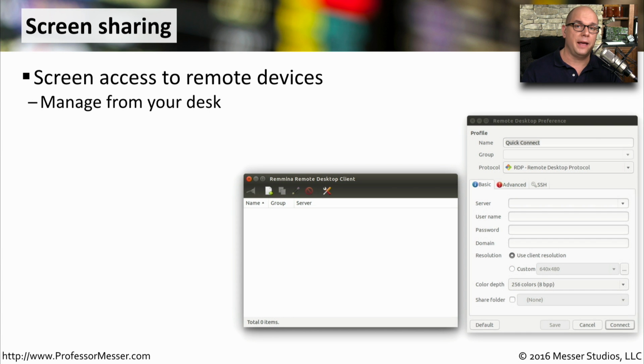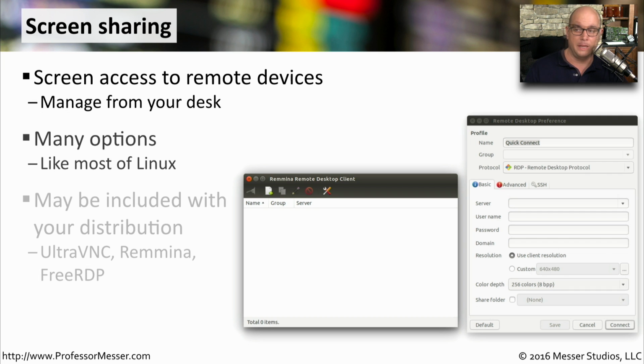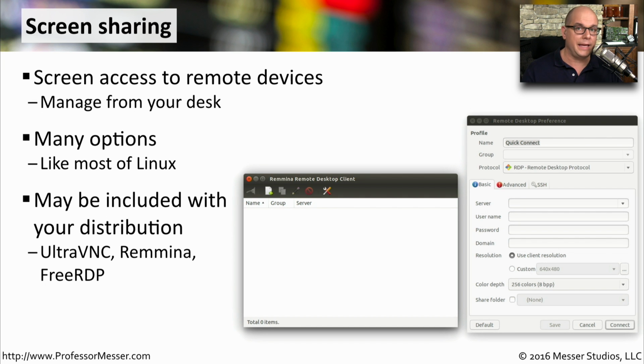Just as Windows and Mac OS have screen sharing capabilities, you also have the same features within Linux. The screen sharing is something that allows you to see the graphical display that might be on another Linux device or another device that's compatible with these protocols. There are many different options, just like anything else in Linux, and your distribution might include UltraVNC, Remmina, FreeRDP, or one of the many other screen sharing applications.